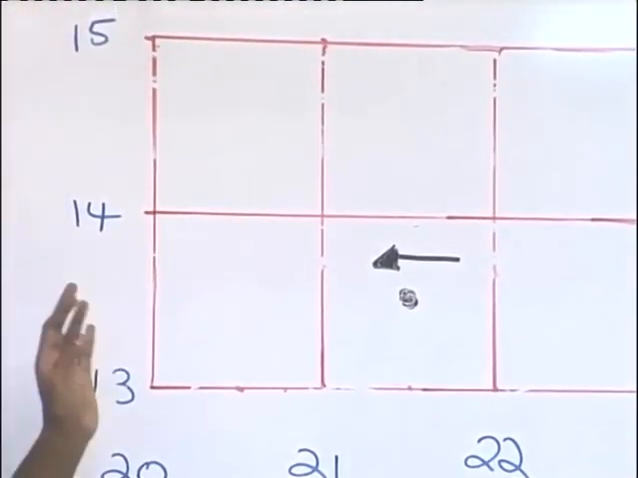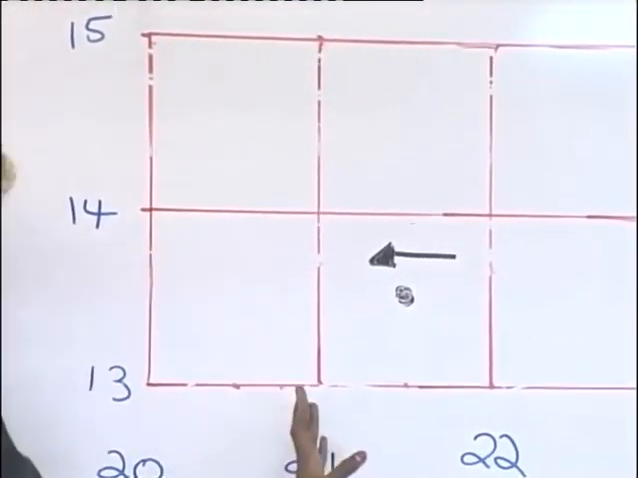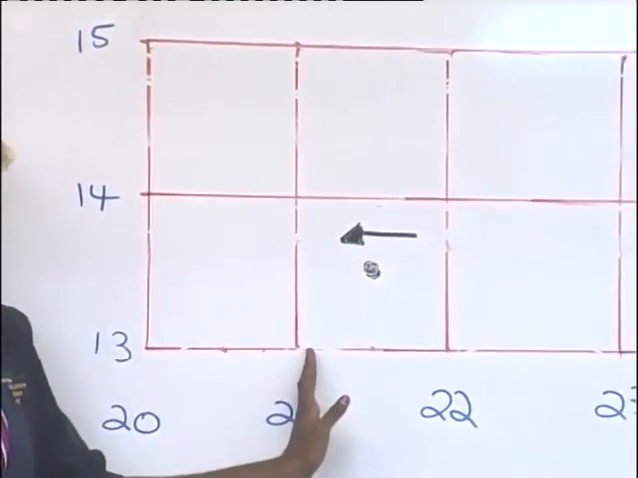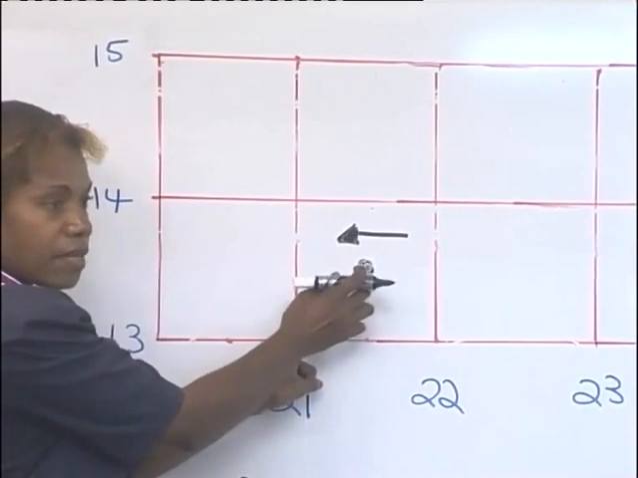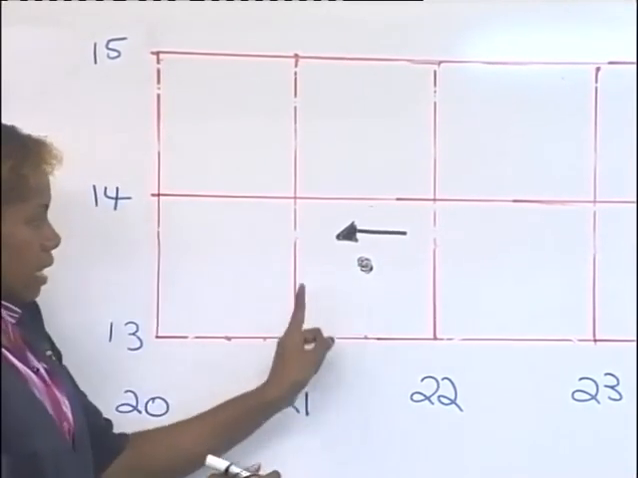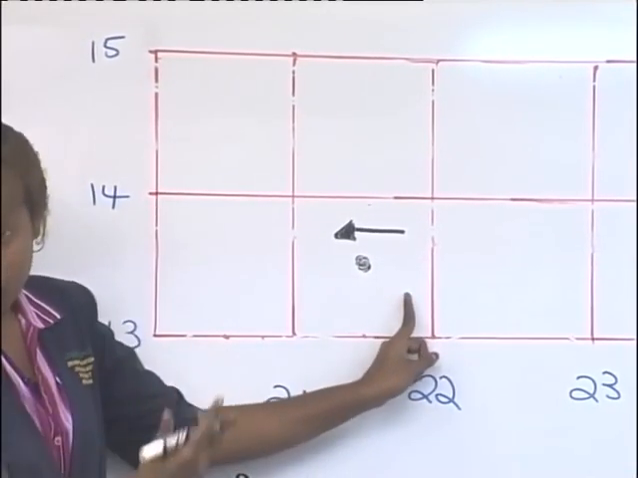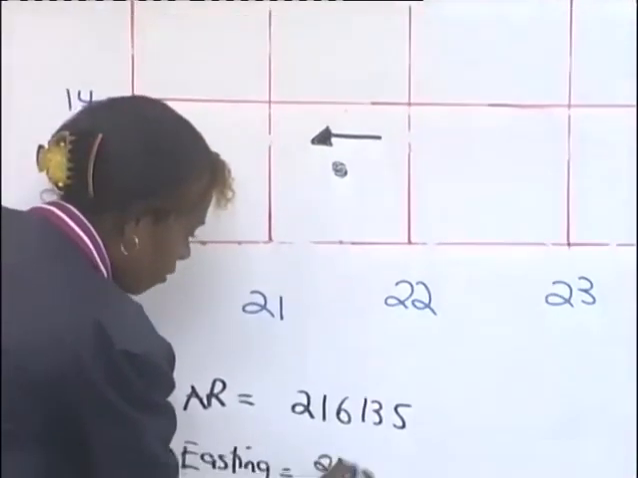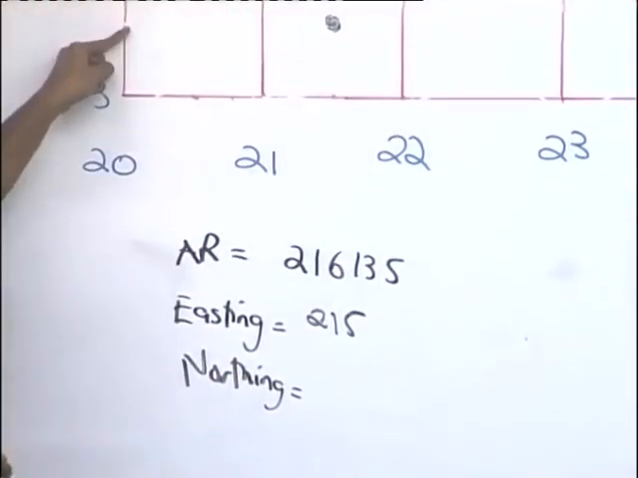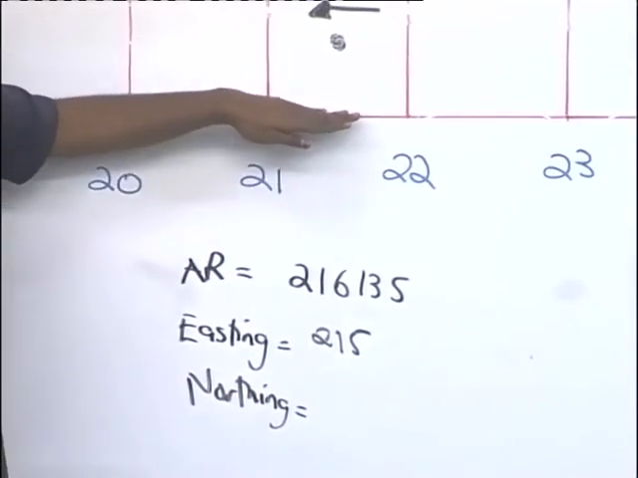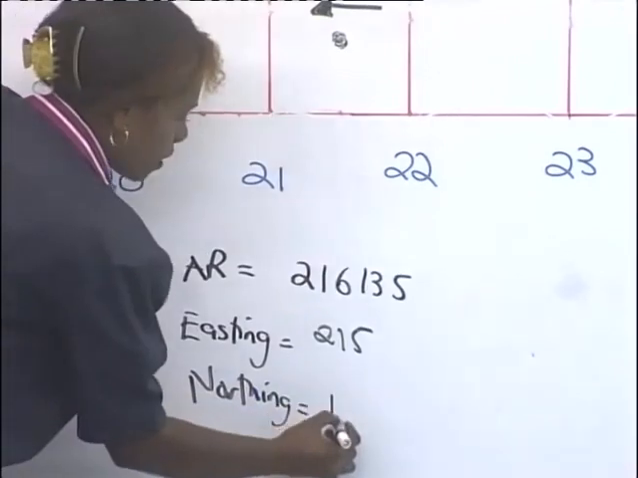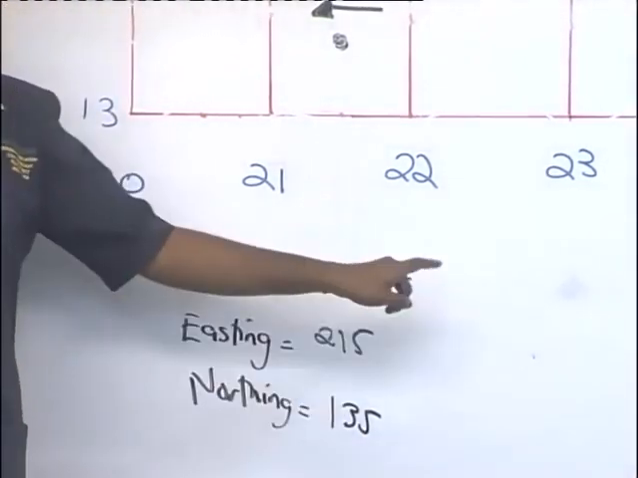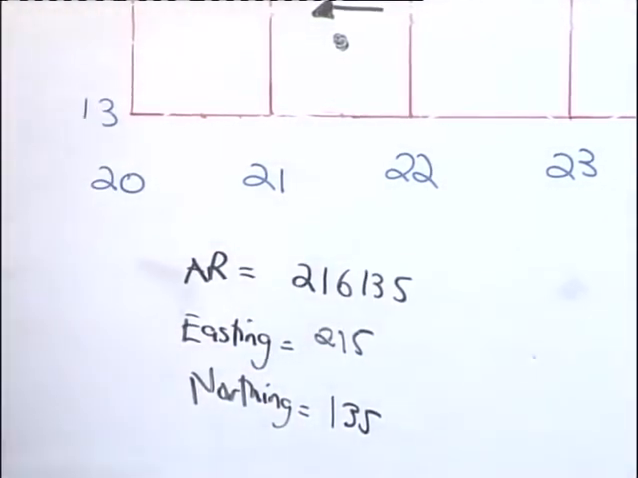So when you're giving the area references, you must always start with the easting. So easting is 21, and then you estimate how many tenths. It's 5 tenths across the square, so 21.5. You look at the northing, 13. Estimate again, 5 tenths up the square. So that's how you got your 6-figure grid reference.